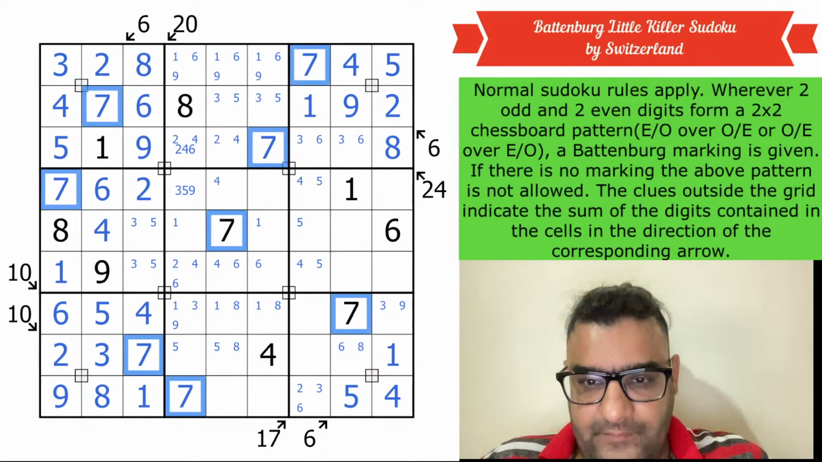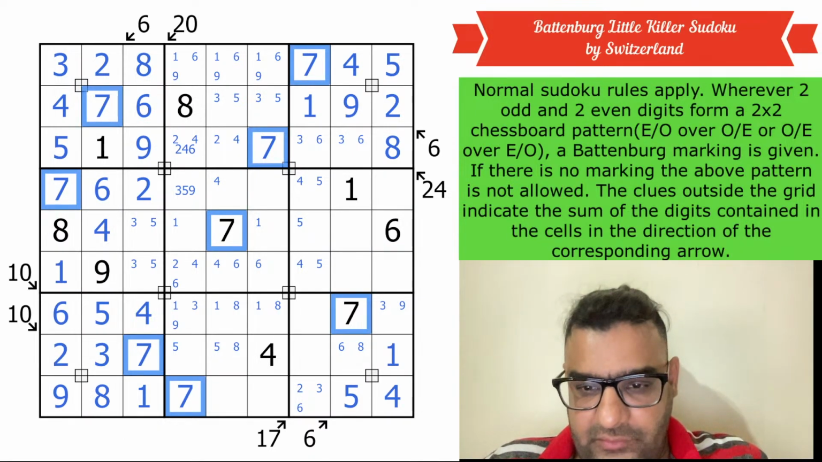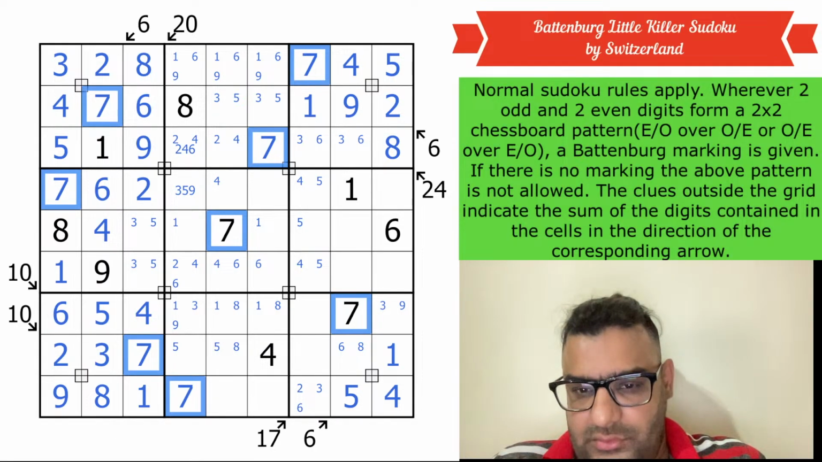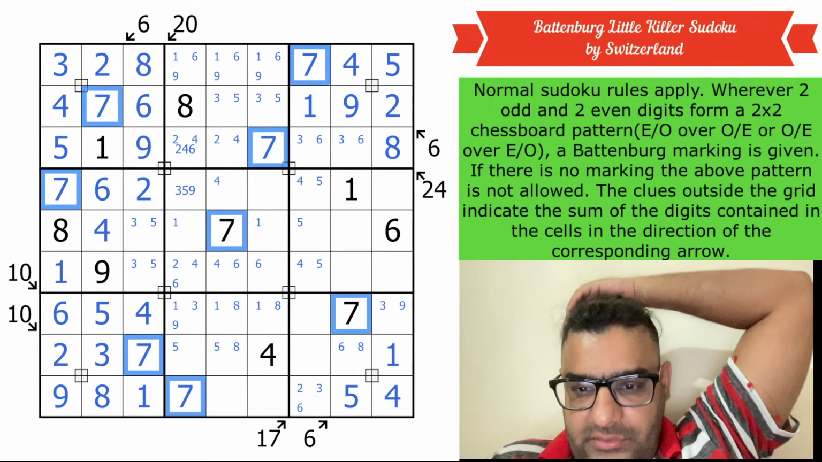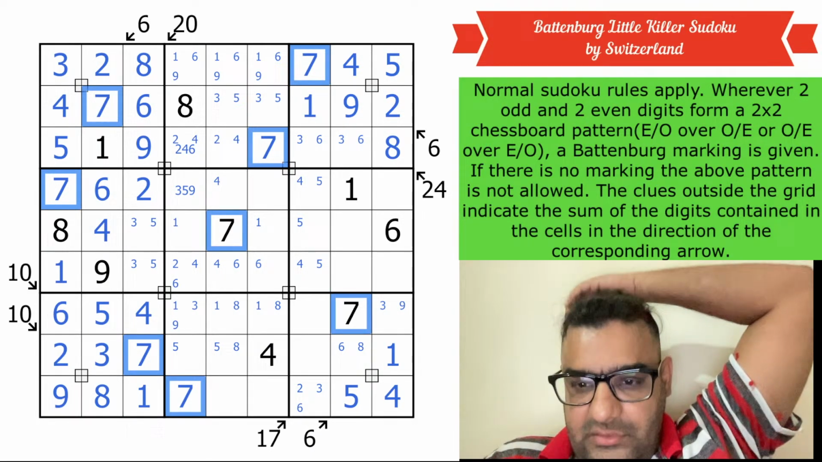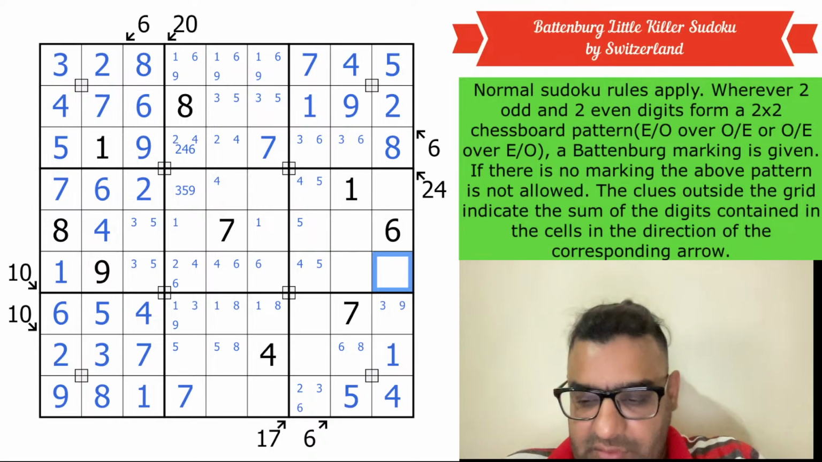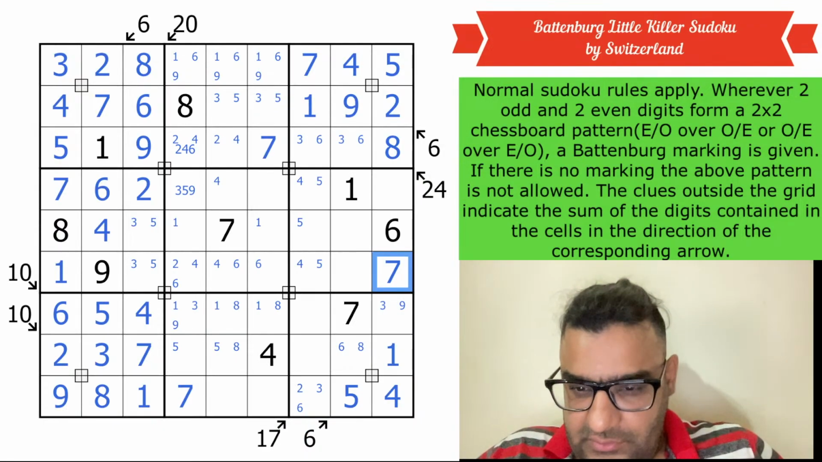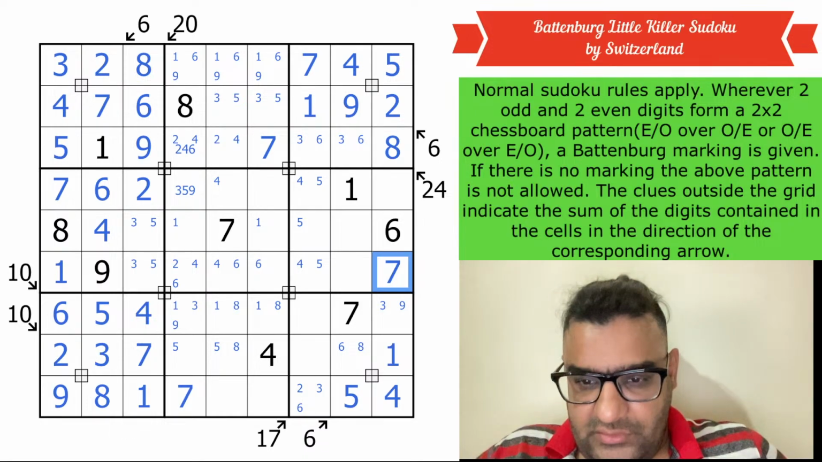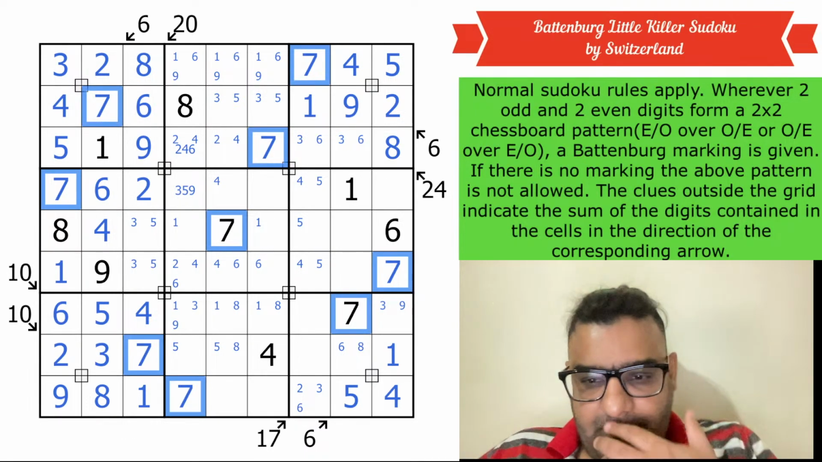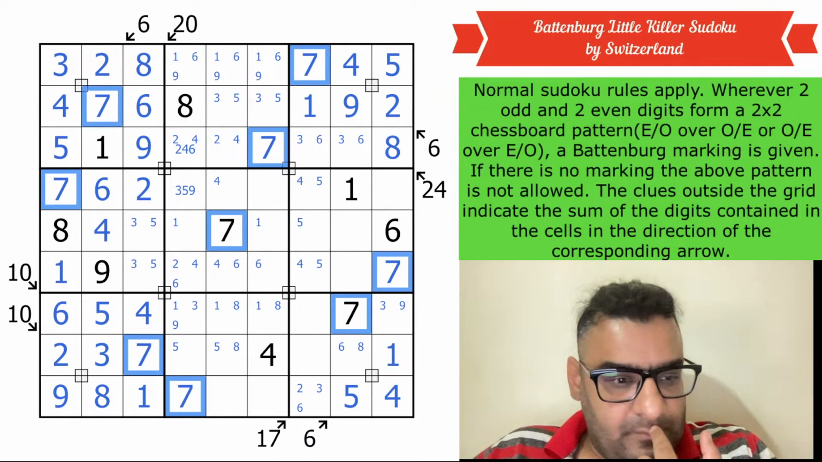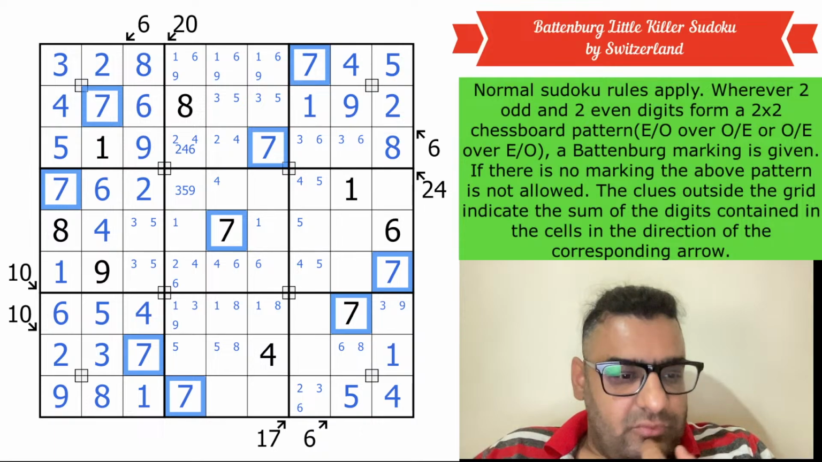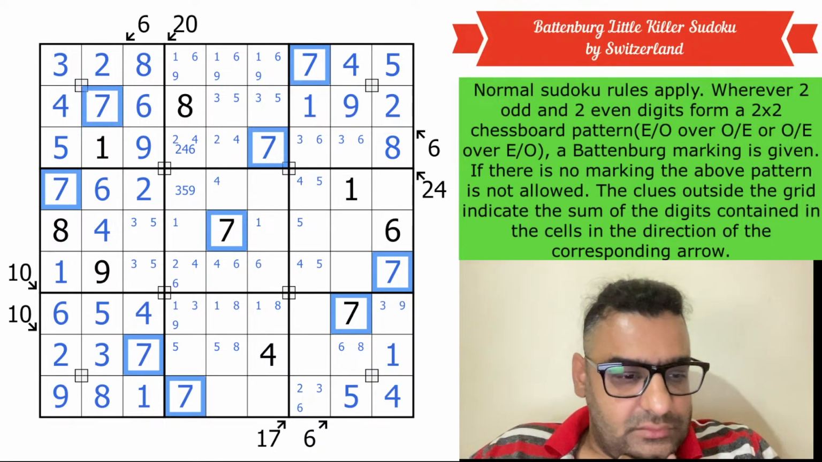What about seven? One, two, three, four, five. One, two, three. Okay, I can complete seven. Seven cannot be here. Seven cannot be here. Seven can be here. This is seven. This is seven. Let me check. Yes, seven is here. Seven and seven. If I check again, seven.